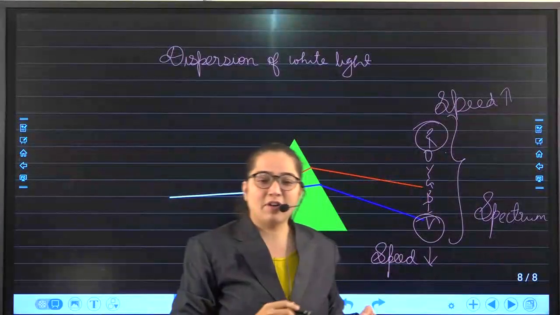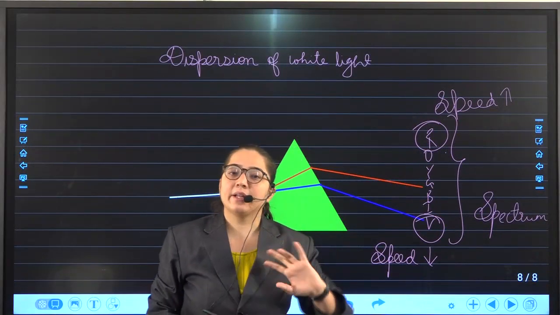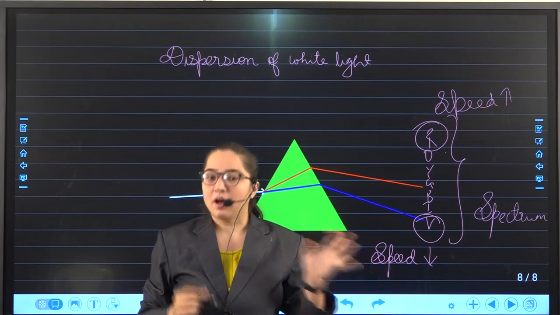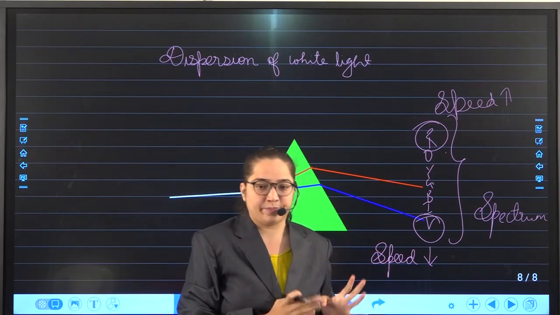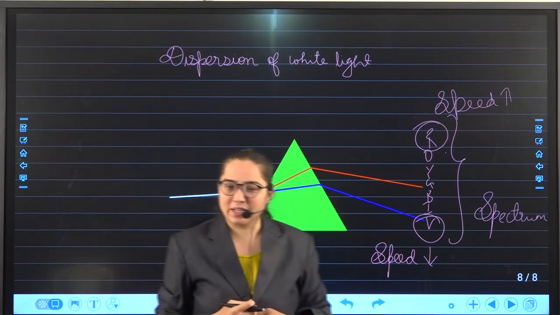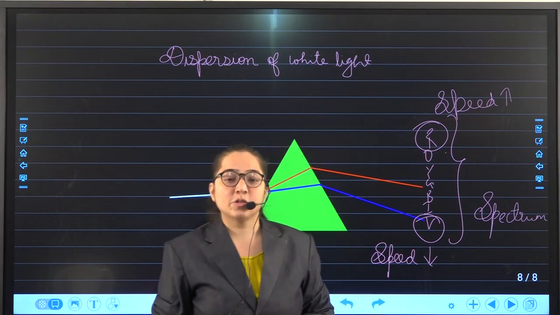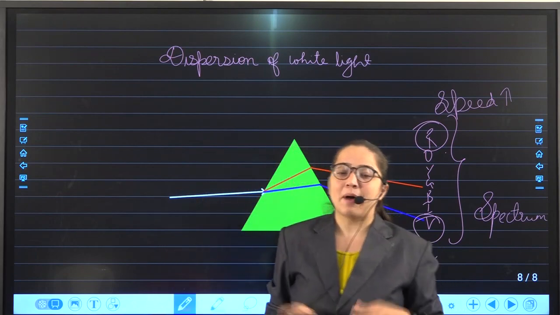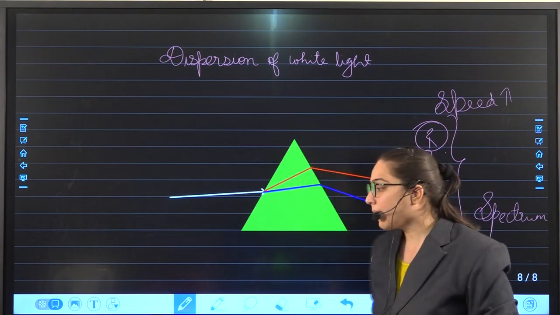So for dispersion of white light, what band of 7 colors is obtained? It's this: VIBGYOR, violet, indigo, blue, green, yellow, orange and red. Speed will be least in the violet one, while it will be maximum in the red one. This is how the dispersion of white light by a triangular prism creates 7 colors.